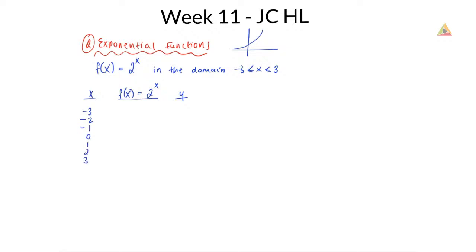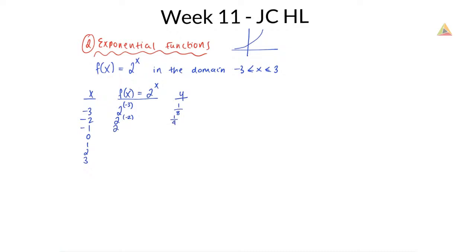We're going to put it into the function. The first one there is going to be 2 to the power of minus 3. When you plug that into the calculator, it'll give you 1/8. So 1 over 8. Next is 2 to the power of minus 2, and that will give you 1/4.